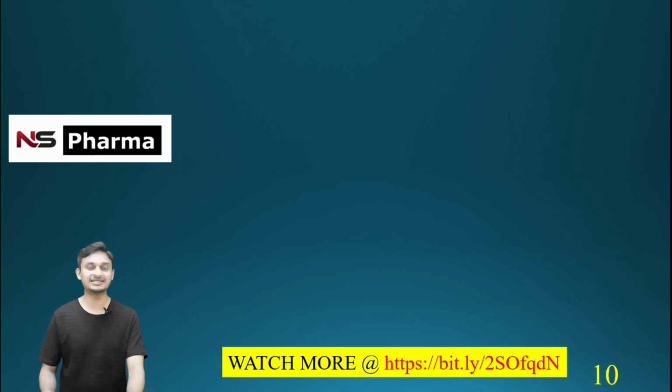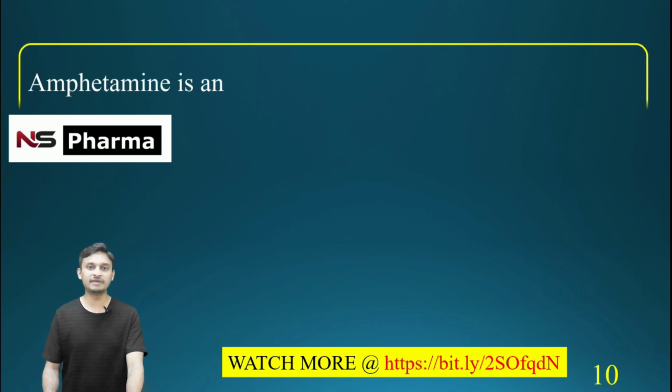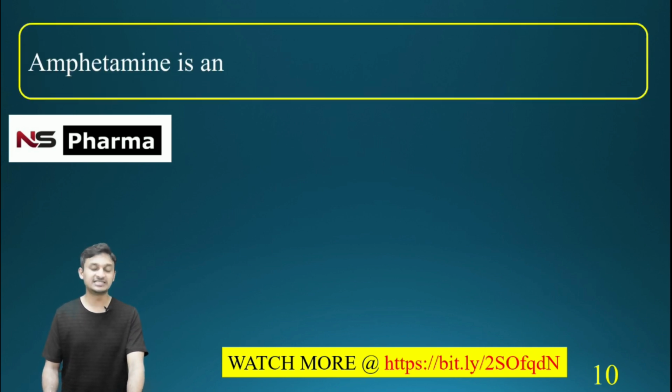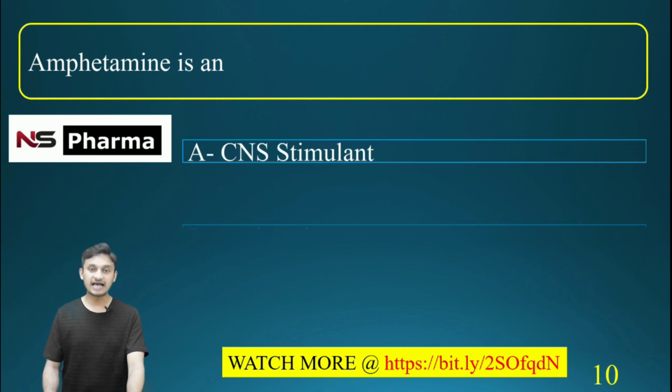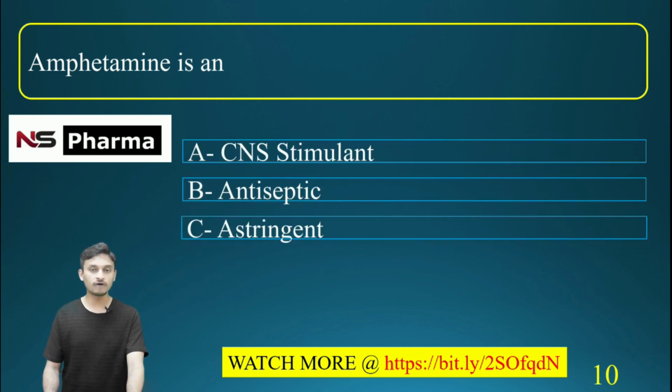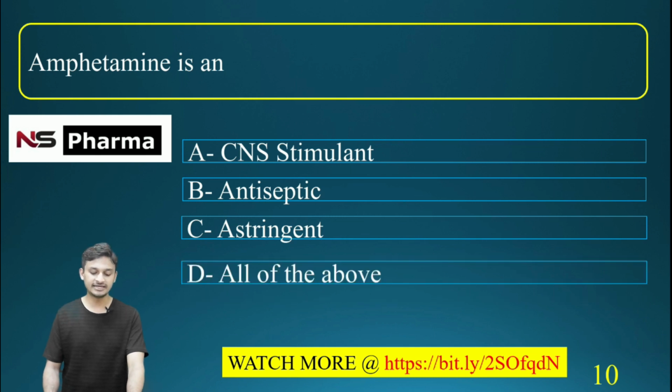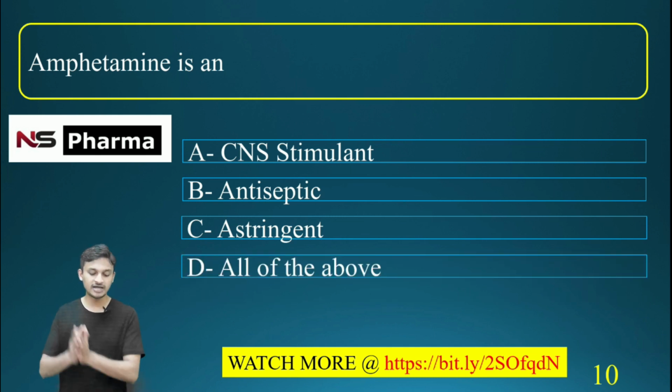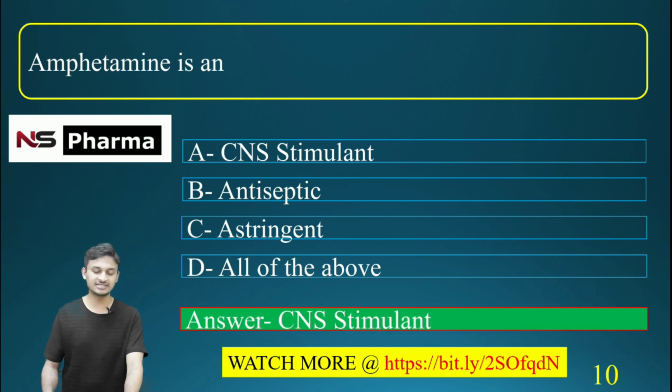Now we are moving to the 10th question. Amphetamine is an. Options are option A CNS stimulant, option B antiseptic, option C astringent, option D all of the above. The correct answer is that amphetamine is a CNS stimulant. Option A is the correct answer.